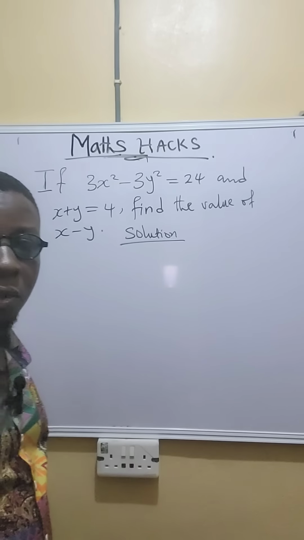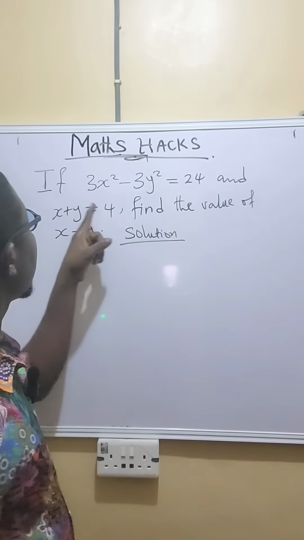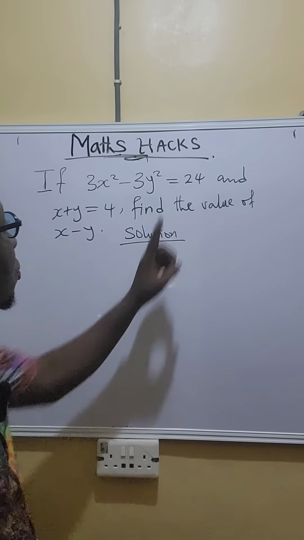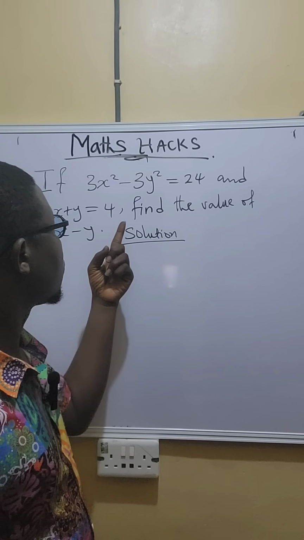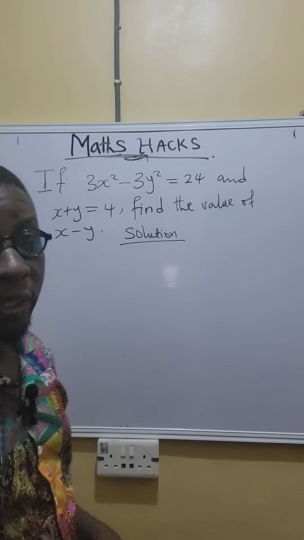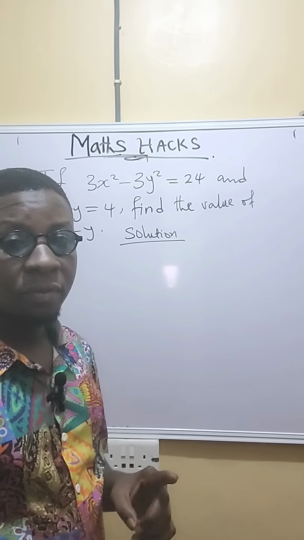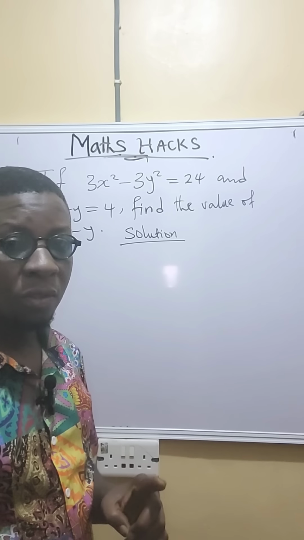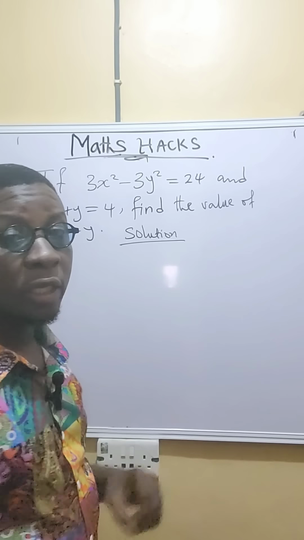Okay, let's look at the question we have at hand today. If 3x squared minus 3y squared is equal to 24 and x plus y is equal to 4, find the value of x minus y. This is a case of simultaneous equations, one quadratic and one linear.